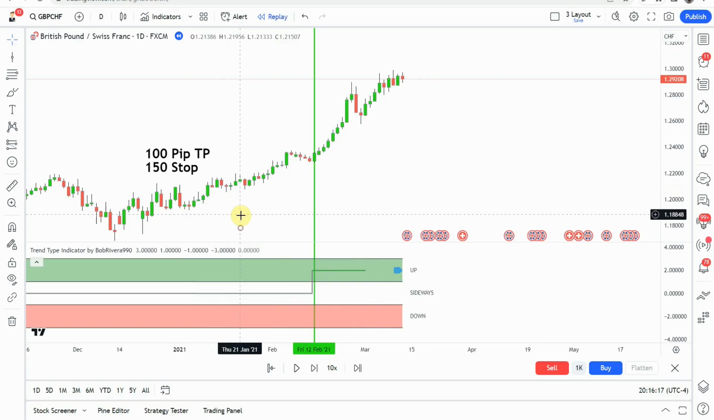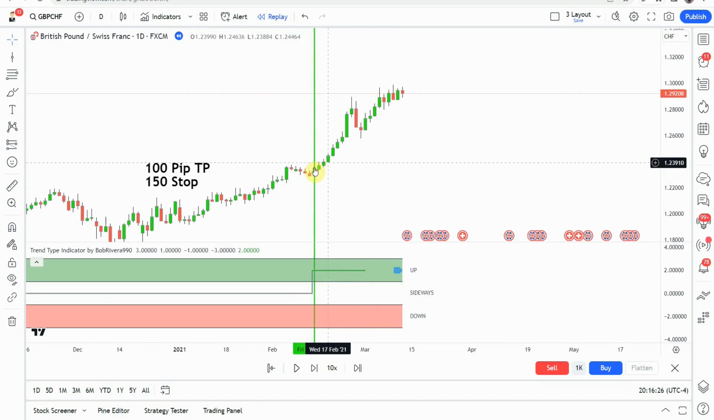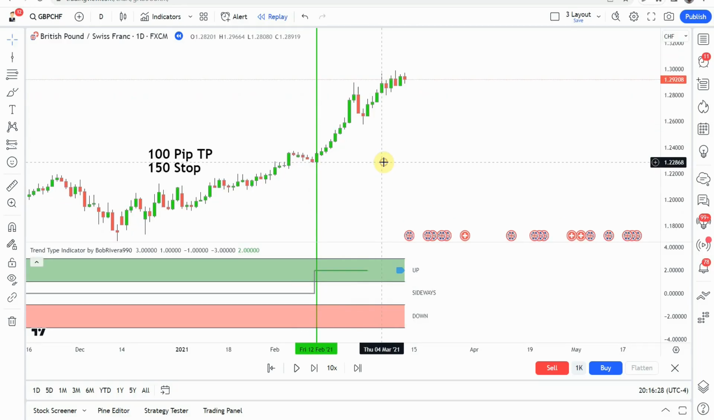Alright, so the first signal that we pick up is a long signal. You can see that the oscillating line spikes to the upside in the green here, and it also turns green, and you can see we enter here and a really nice push to the upside. And so let's go ahead and continue on.